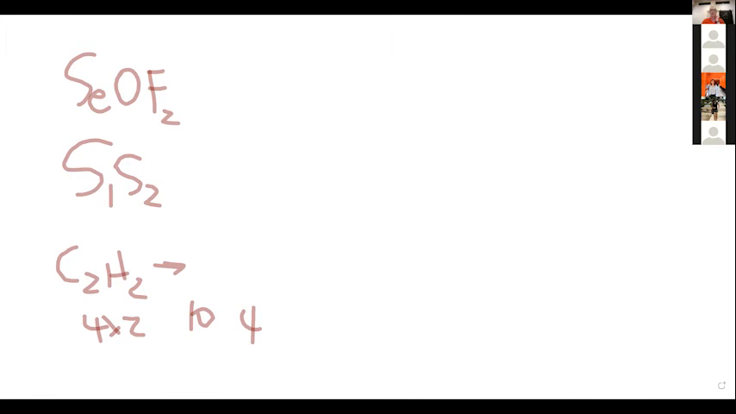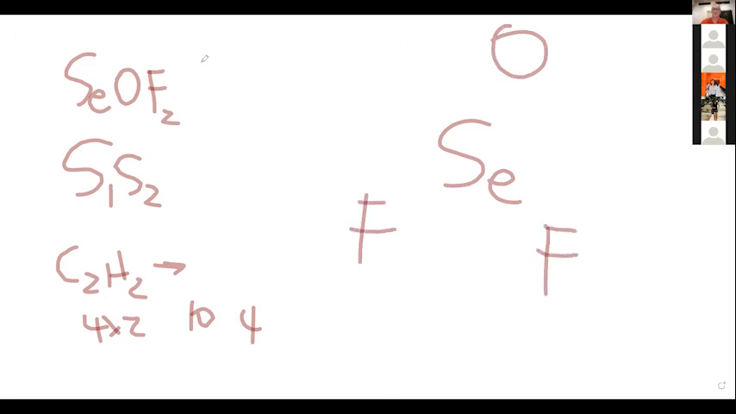All right, so SeOF2. Does it say which one is the central? It's going to be selenium, and it's going to have oxygen and 2 fluorines. Selenium has the lowest electronegativity, so it's going to go in the middle. So how many total electrons?